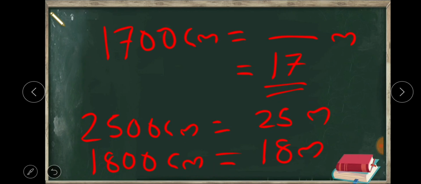Just cut two zeros. When we convert centimeter to meter, the number must be less. We just cut two zeros. It's a trick. When we convert meter to centimeter, we must add the zeros. Okay, children.